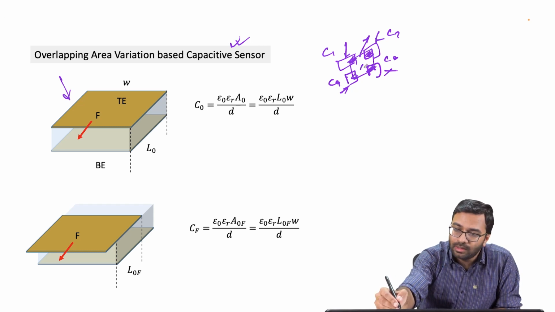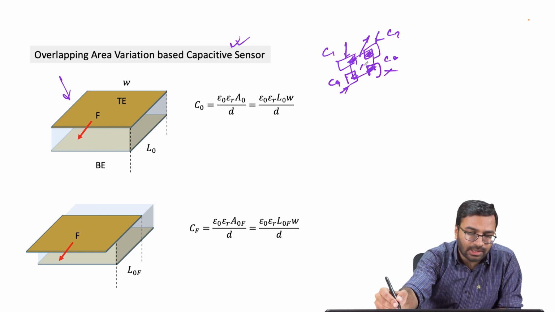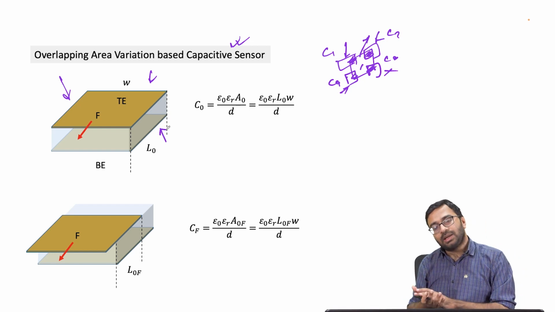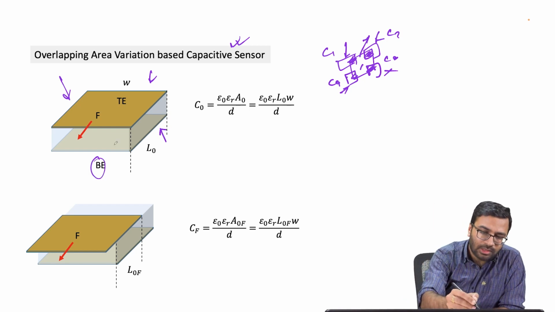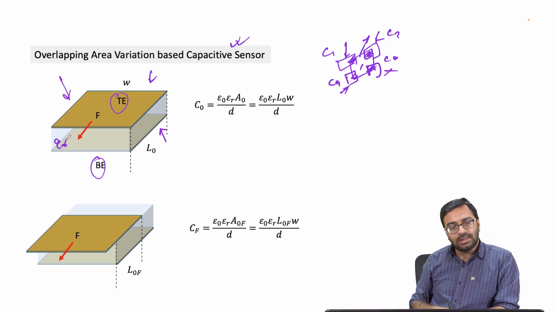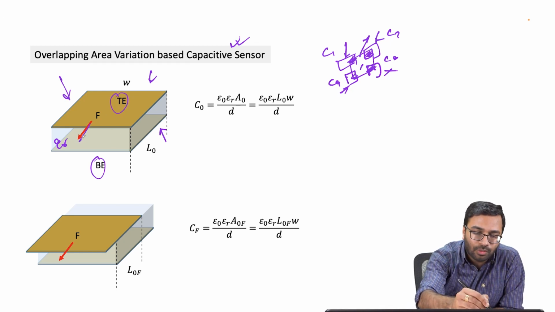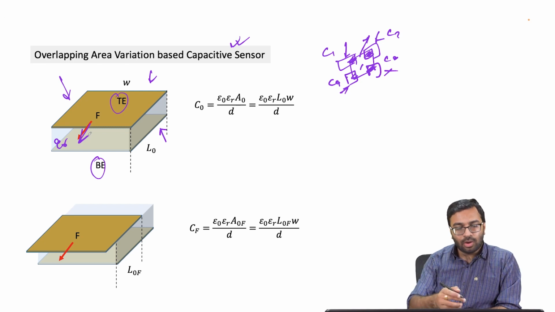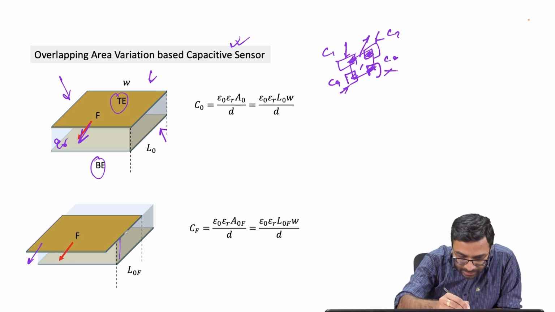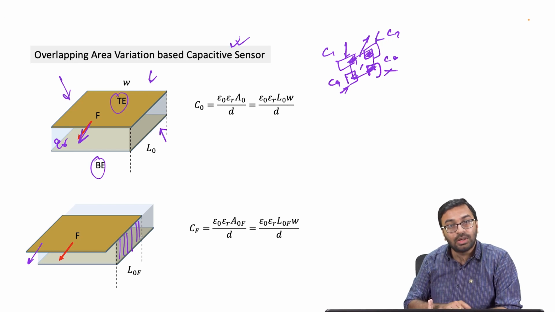So to make this same concept simpler, what we have done is, in this case we have only taken one capacitor structure. Again, it's a parallel plate capacitor. It has a bottom electrode and a top electrode. Then there is a dielectric, say epsilon r, in the middle. The top electrode is kind of movable. Now if somebody applies a force in this direction, the top electrode will move in this direction, and then the overlapping area will change. So you will find there is a change in the overlapping area.